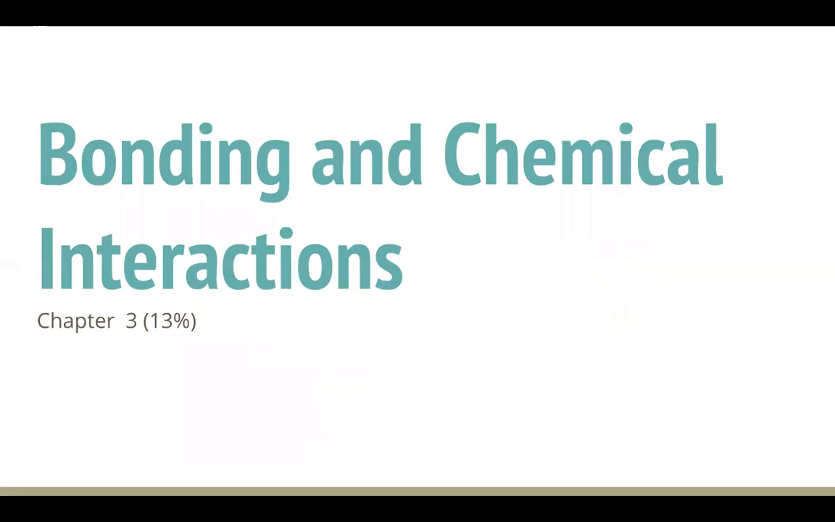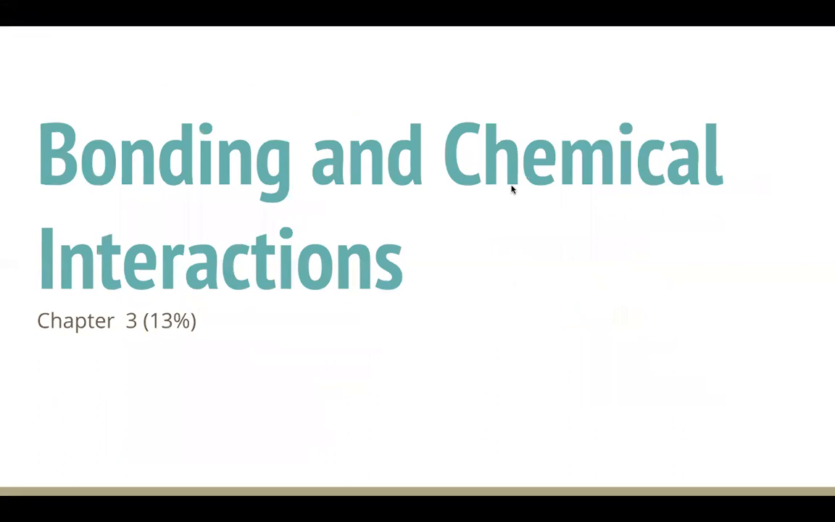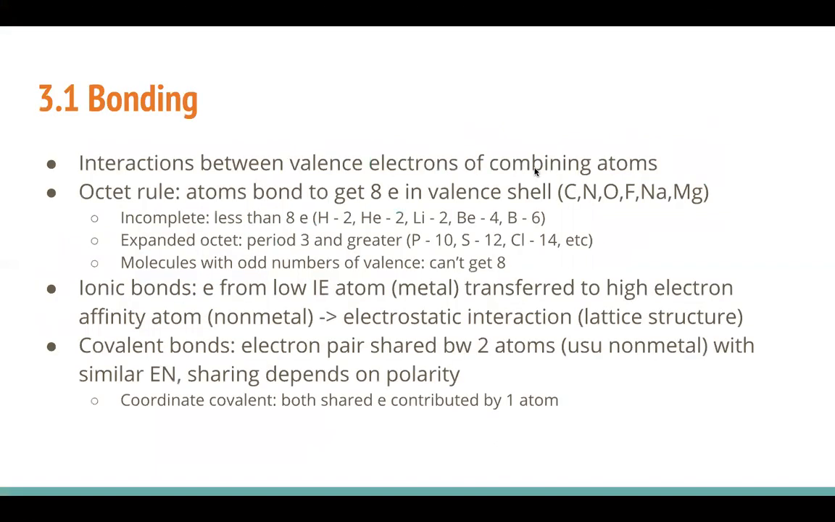And so that is all for chapter 2. So chapter 3 has some high yield sections, and it is really important for the next chapters after chapter 3. Okay, so I think this is all stuff that you guys know. Bonding is just interactions between valence electrons, octet rule. Everybody learns that in chemistry.